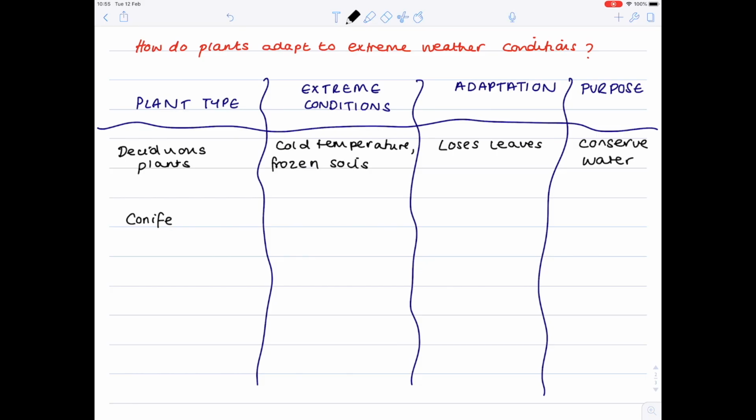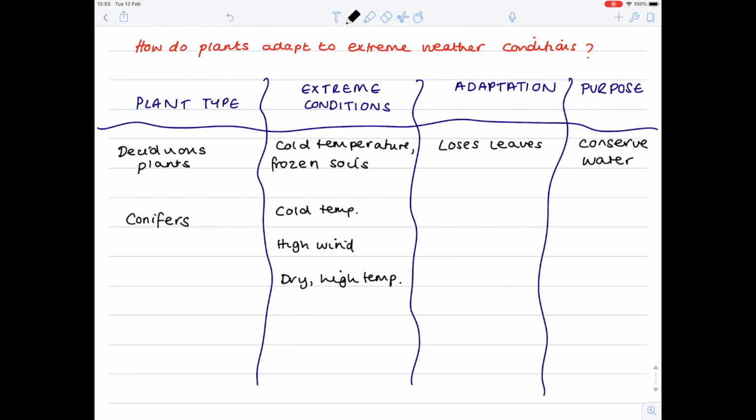Let's look at a second type of plant, which is the conifers. Now, they have to withstand some pretty extraordinary extreme conditions, such as cold temperatures, high winds, and dry high temperatures. So obviously this will be different conifers in different parts of the world.